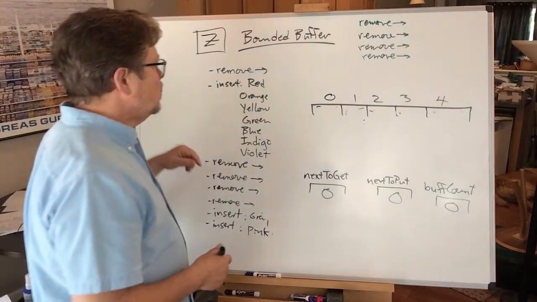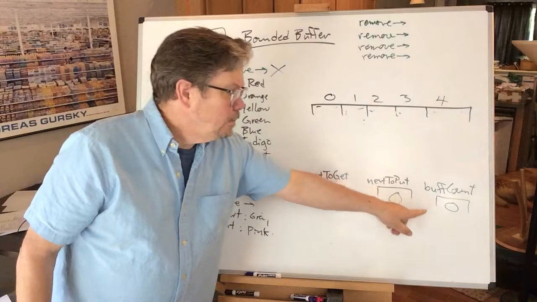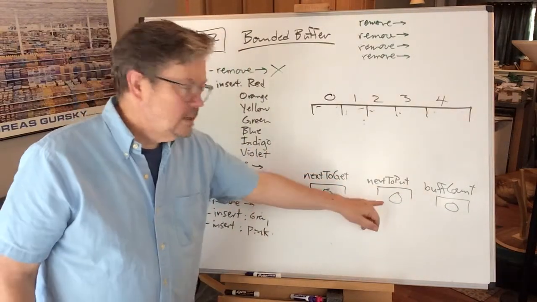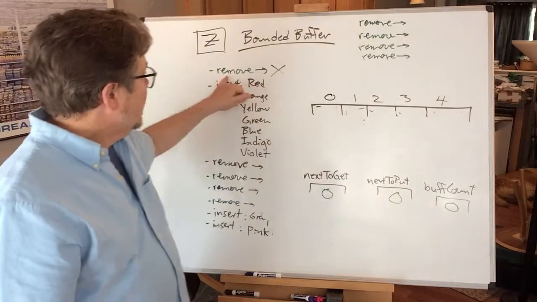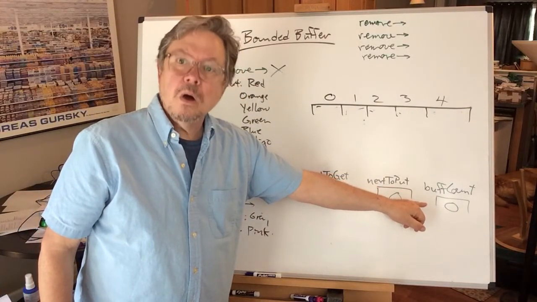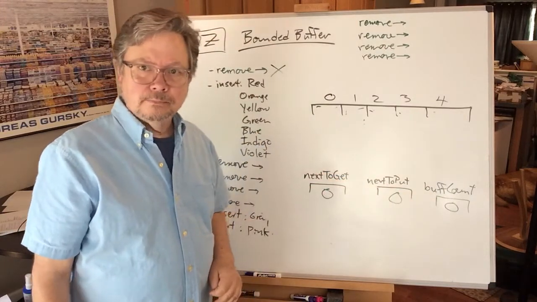Let's see. Remove. Can't remove. How did I know that? Because I checked buff count. That's the only thing I need to check now. These don't tell me what I need to know. Remove fails because there's nothing in the buffer, because buff count is 0. Already, our new state variable is earning its keep.